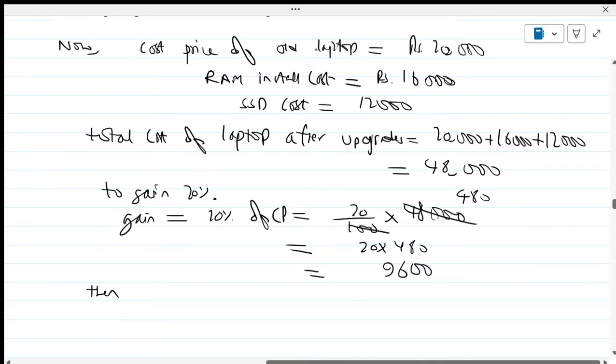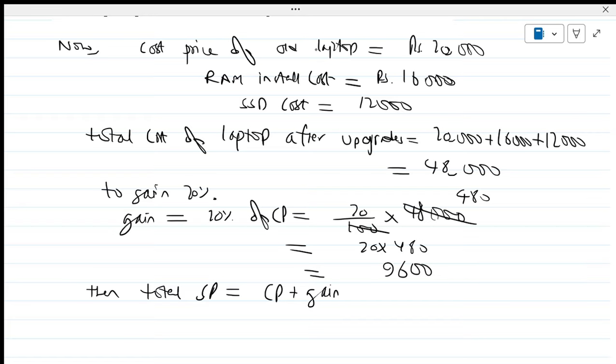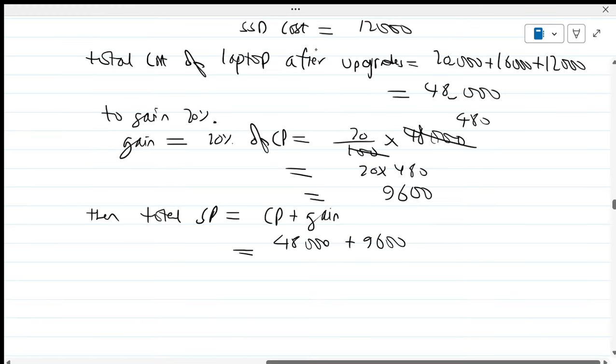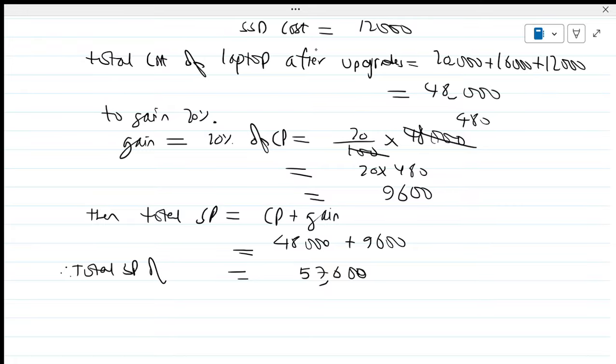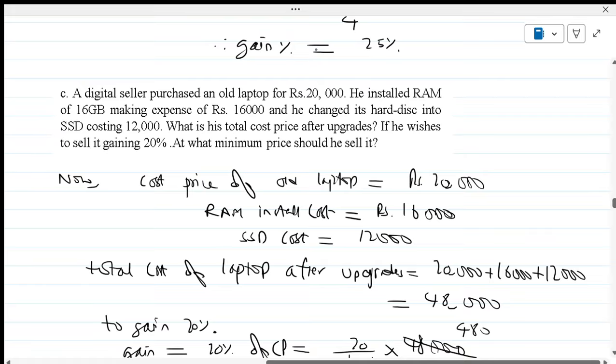Then the total sale price is equal to cost price plus gain amount, right? So cost price is 48,000, and gain amount is 9600. Let's add them. By adding we get 57,600. Therefore the total selling price of the laptop is 57,600 rupees. So I've made it clear with these three questions.